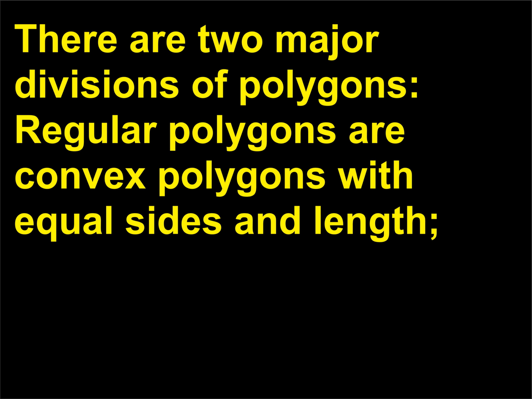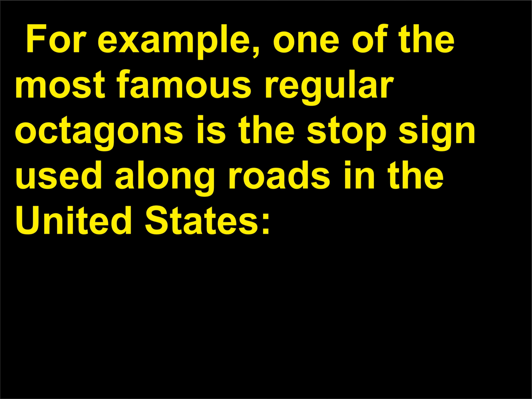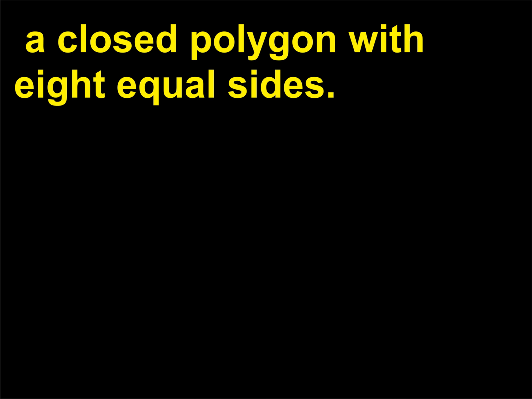There are two major divisions of polygons. Regular polygons are convex polygons with equal sides and angles. Thus, all sides and angles are congruent, equal. For example, one of the most famous regular octagons is the stop sign used along roads in the United States, a closed polygon with 8 equal sides.